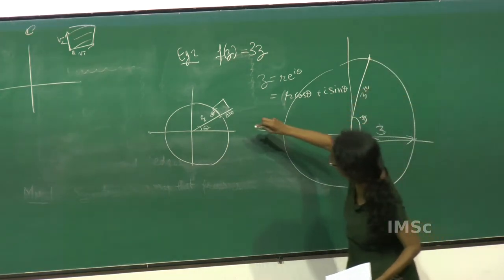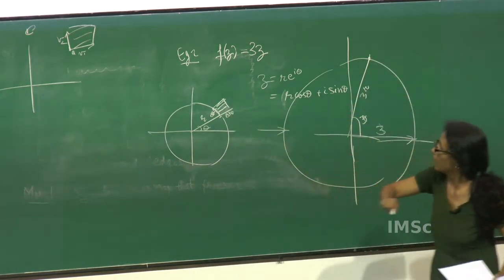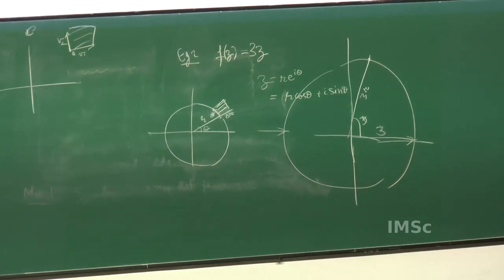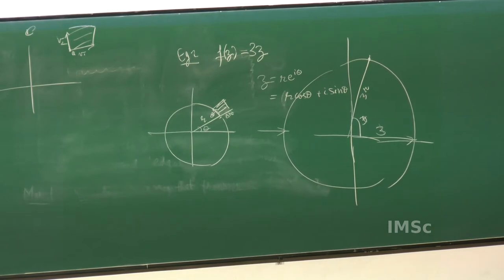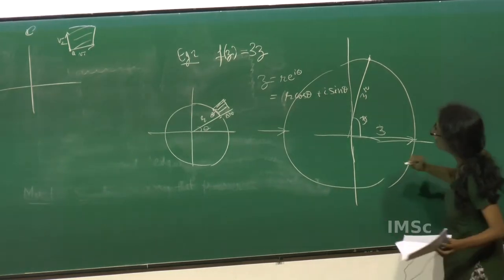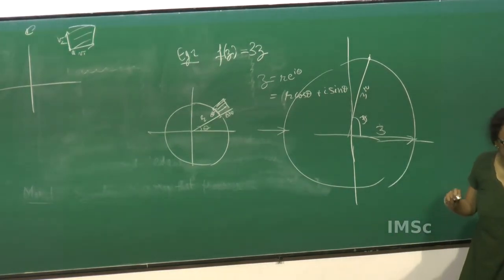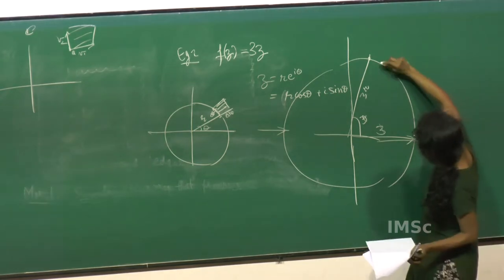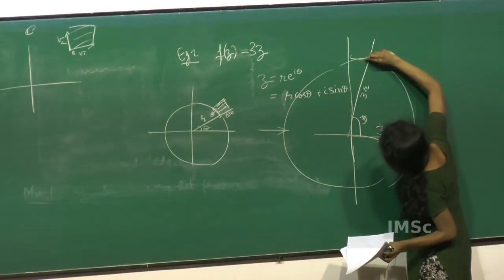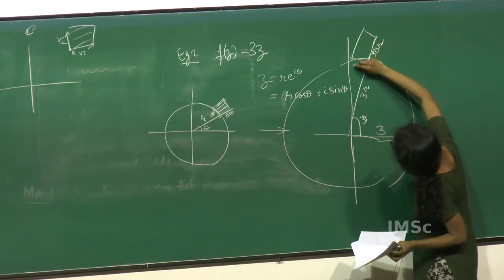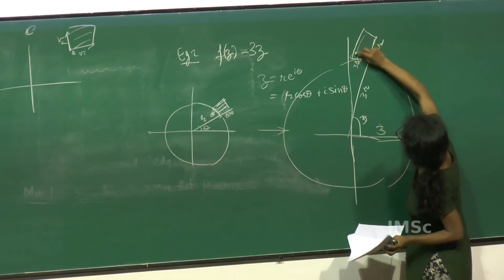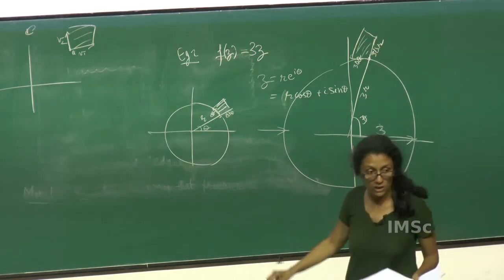And what happens to this little square? Yeah, the area becomes 9 times. And what are the sides? How are they scaled? Yeah, so it transforms to a square like this, 3 times delta r and 3 times delta theta. So it becomes a square which is 9 times the area.